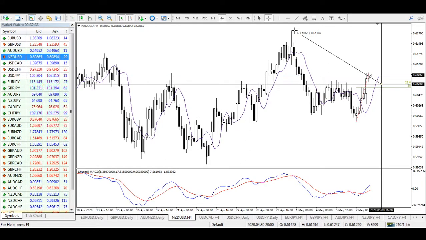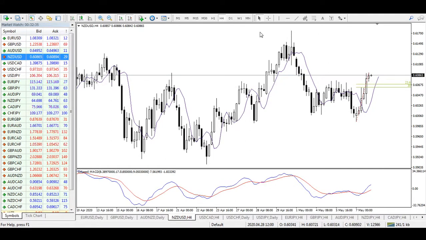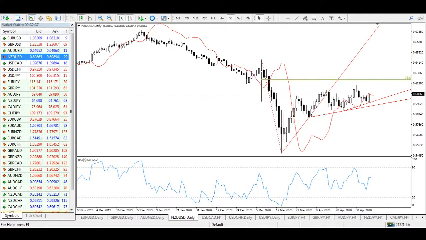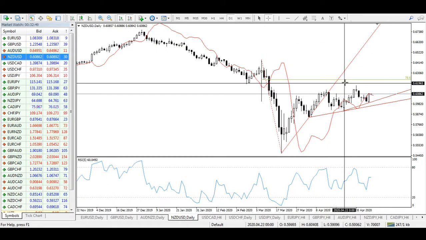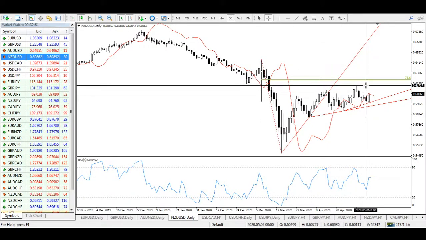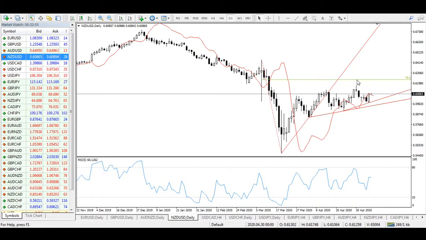We can keep take profit either at the previous high or at this 78.6% of this whole move down from this point to this point. This 78.6 line is the Fibonacci 78.6% retracement level of this swing on daily time from this high to this low. So there is a huge difference of 65 pips between the previous high and this high. So either you can target the 78.6 or you can target the previous high.